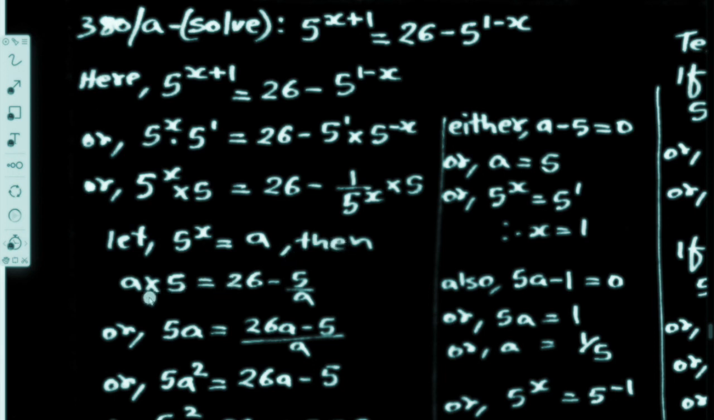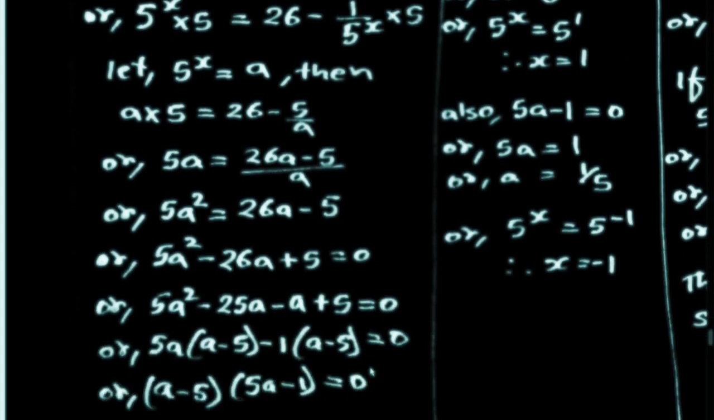Then 5 power x into a means 5a. Here a into 5 equal 26 minus 5 by a. Or 5a equal, LCM taken here, 26a minus 5 by a. This multiplied with 5a, 5a square equal 26a minus 5.